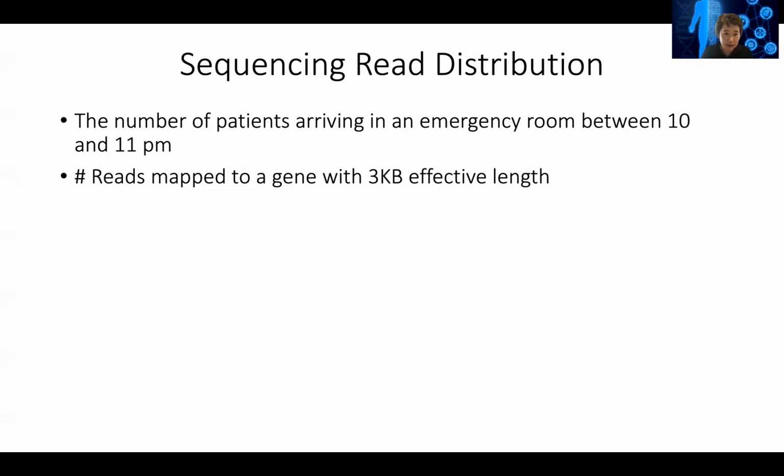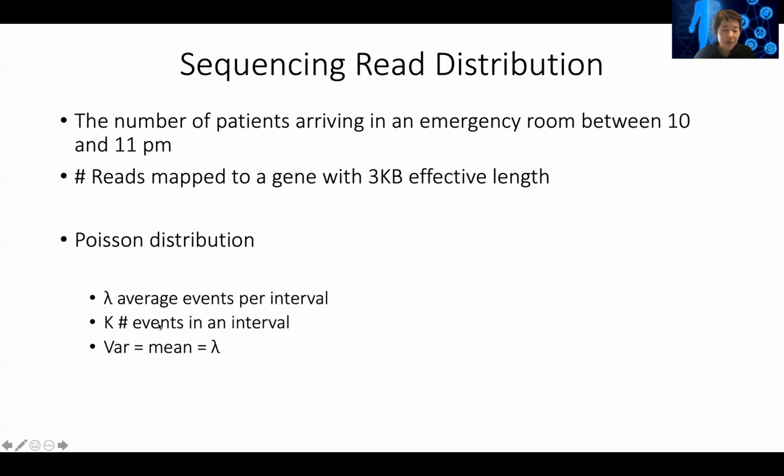Therefore, when you have a slightly longer interval, say a 3 kb transcript, which is the average RNA transcript length, the expected number of reads you see on a particular gene follows the same distribution, which is Poisson distribution. So in the standard Poisson distribution here, we only have one parameter, which is the average events per interval.